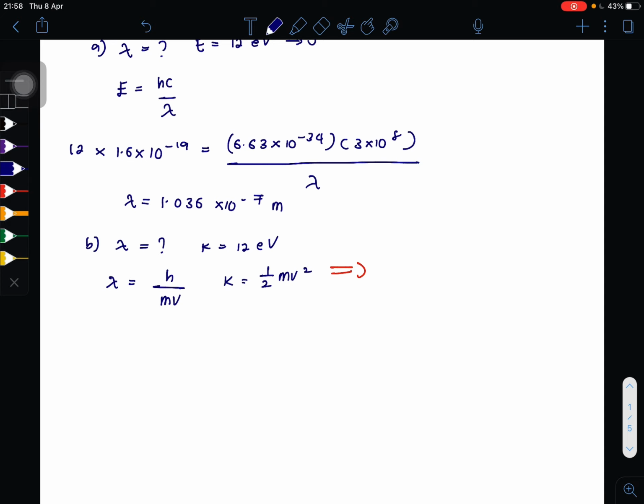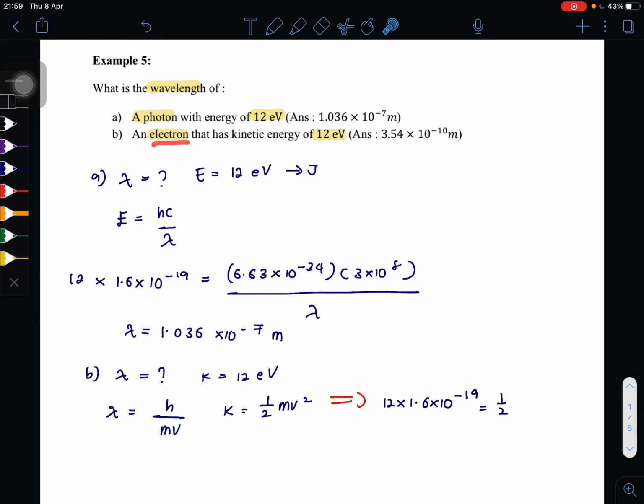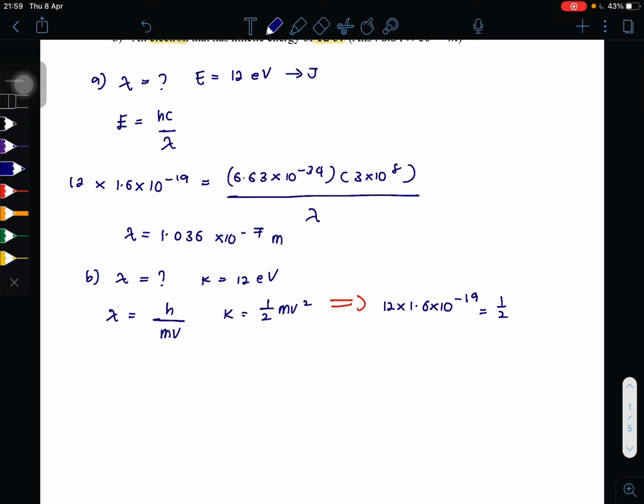So just put in K as 12, which must be converted to joule, times 1.6 exponent negative 19, equal to half m. M here is the mass of the electron, since we are using an electron. So mass of electron is 9.11 exponent negative 31, and then v square. So v is equal to 2.05 exponent 6 meter per second.